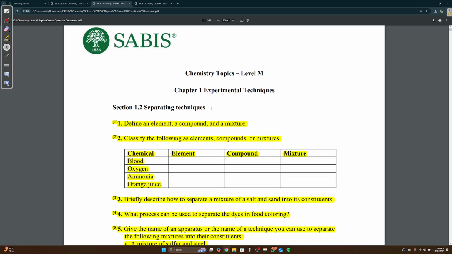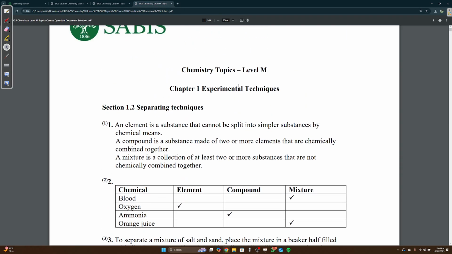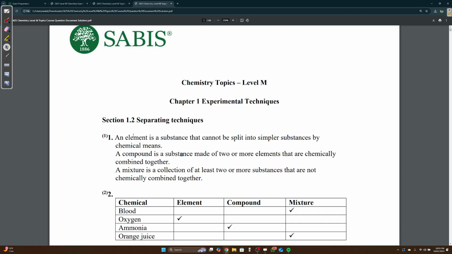Anyway, separation techniques: define an element, a compound, and a mixture. I'm gonna skip this. You can pause and read if you want. Of course, an element is a substance that cannot be split, right? A compound is a substance made of 2 or more elements, right? But what's the key word? Chemically combined together. That's a question that came.